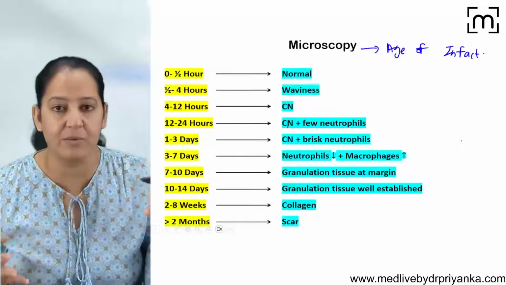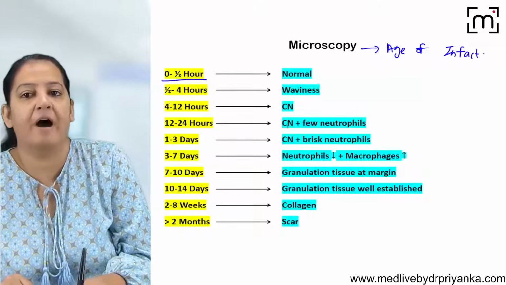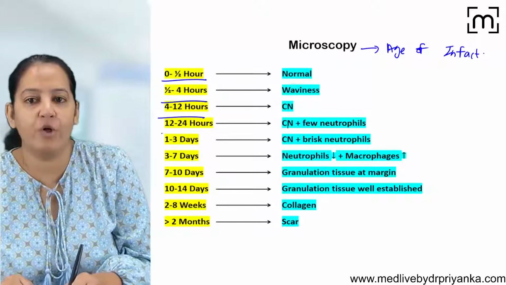So first you learn the time zones, the 10 time zones we are talking about. So 0 to half hour, half to 4 hours, 4 to 12 hours, 12 to 24 hours.